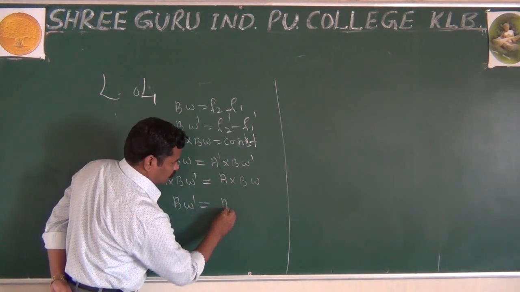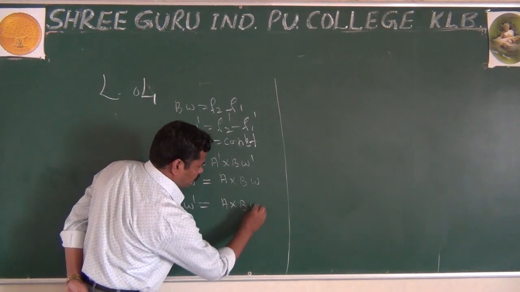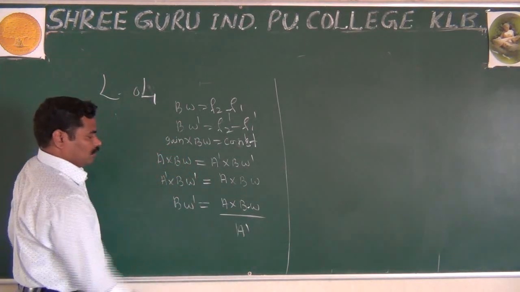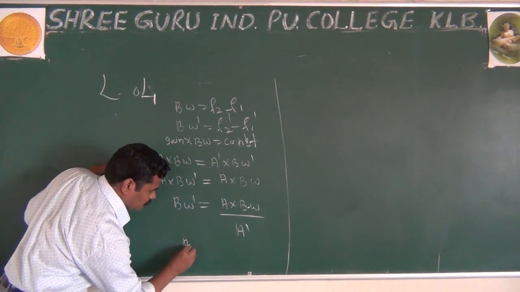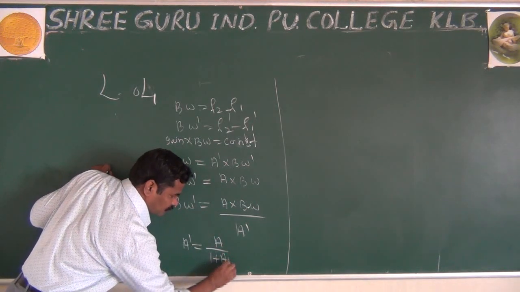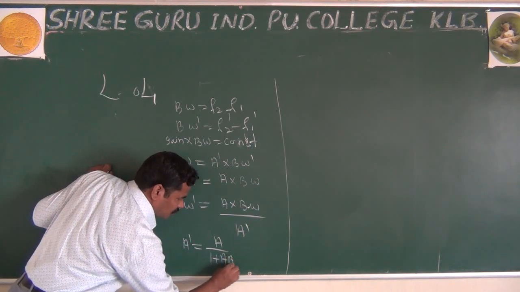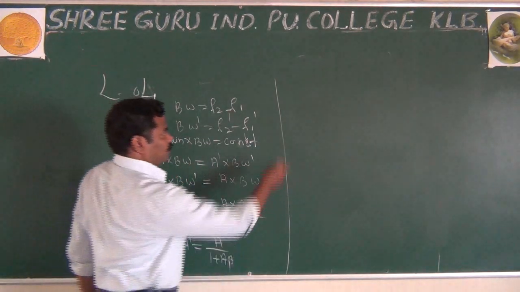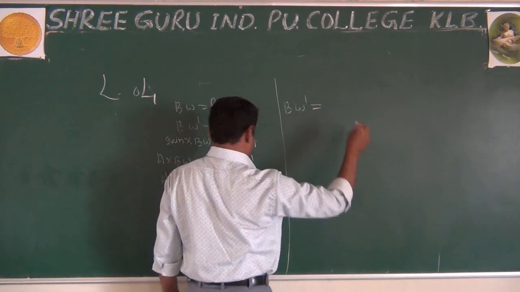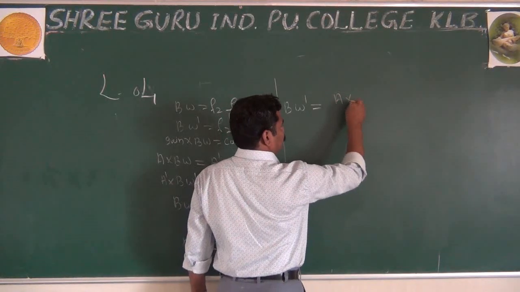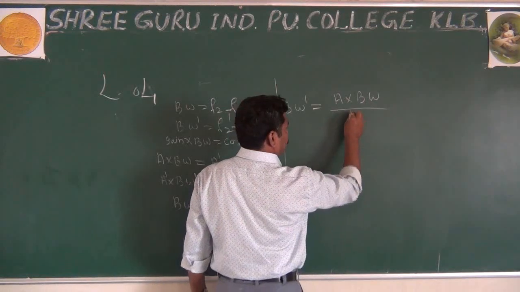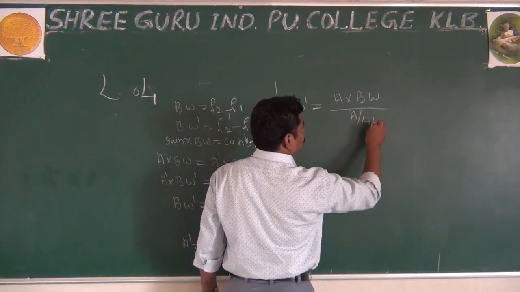That becomes A into bandwidth. This A divides here, and in place of A dash, you can write what you already know, that is A divided by 1 plus A beta. It becomes bandwidth dash is equal to A into bandwidth divided by A divided by 1 plus A beta.